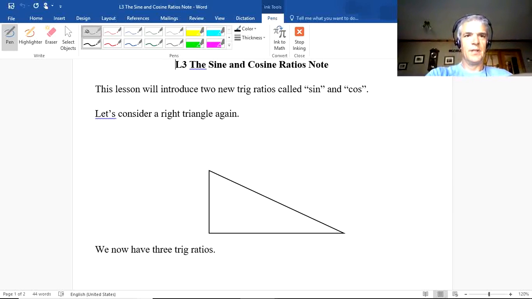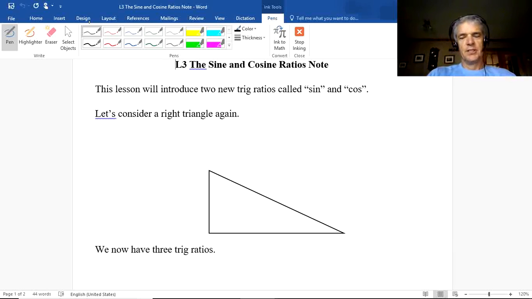Hello, welcome to this lesson on the sine and cosine ratios for trigonometry. In the previous lesson we learned about the tan ratio, and this time we're going to learn about the sine and cosine, which are known as sine and cos. So we use a three-letter symbol like we did for tan, and we use sine, which is right here, and cos, which is right here.